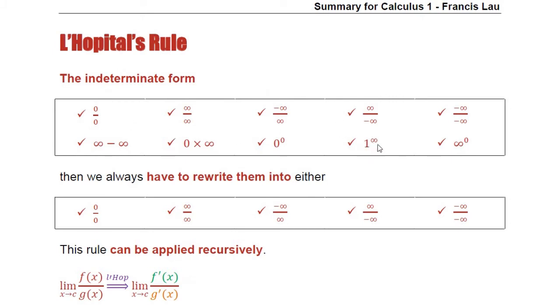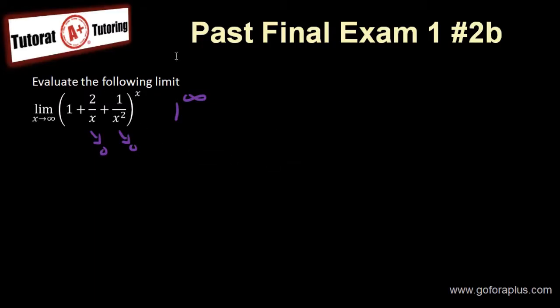However, I cannot apply L'Hopital's rule because it's something like this. I have to transform it into 0 over 0 or infinity over infinity. Otherwise, I cannot use L'Hopital's rule, right? So now, how can I transform that? If I have something to the exponent x, the trick that I'm going to show you applies, I would say, 90% of the time.